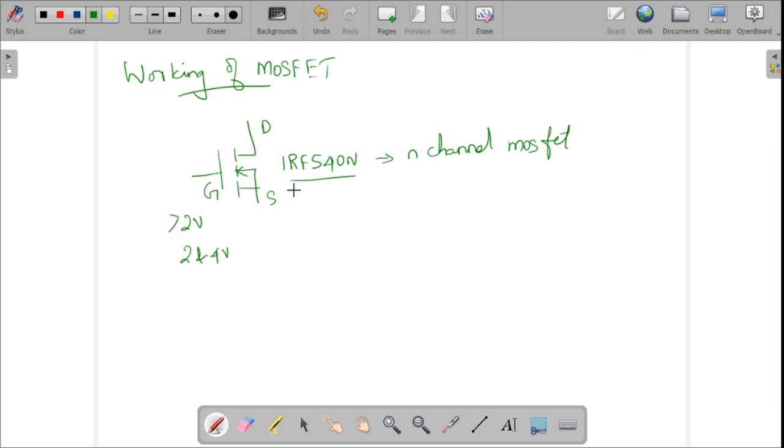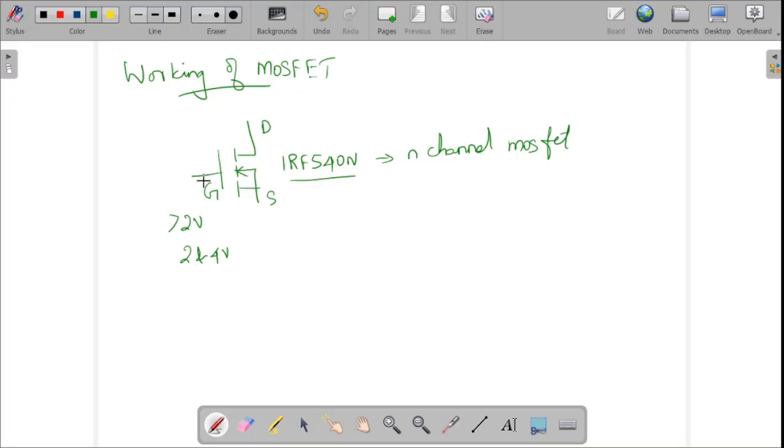Now with this working, we will see a basic circuit, that is to switch on an LED with this MOSFET, at the same time to control the brightness of the LED also. Okay. So I'll tell you how to control the brightness with this MOSFET, because what happens is, as you keep on increasing the voltage at the gate.